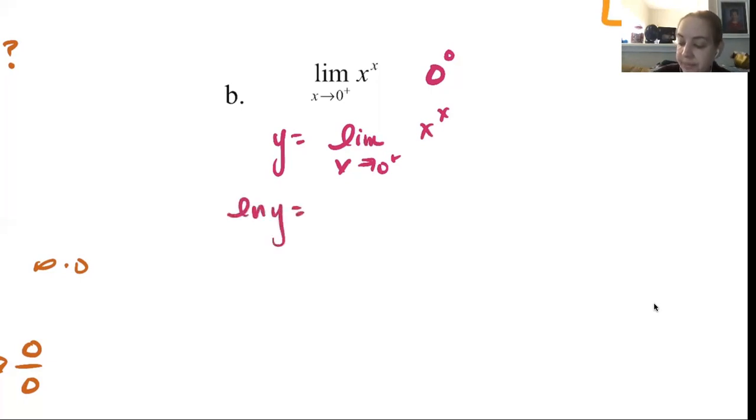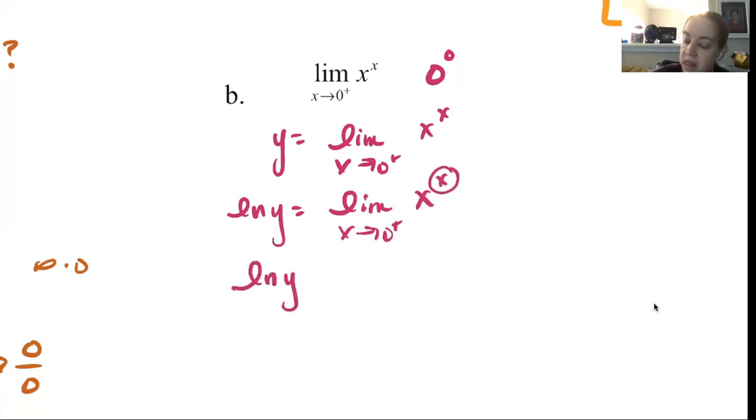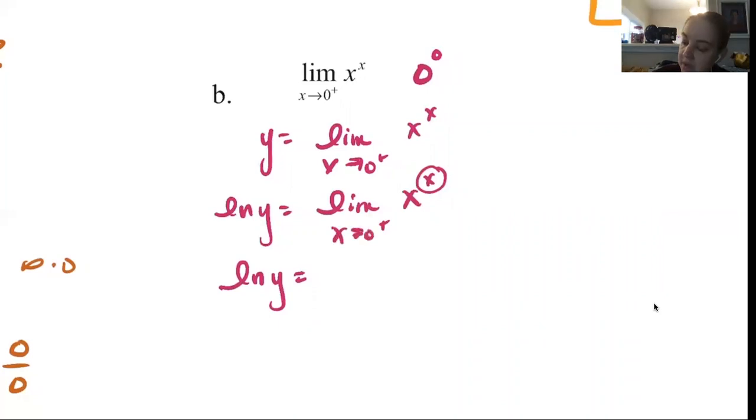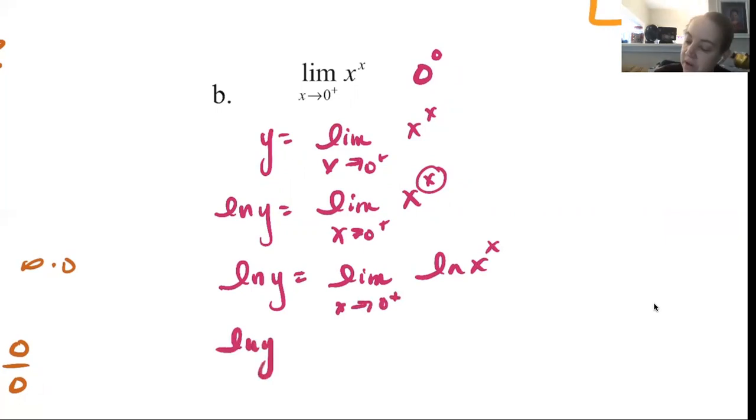So natural log of y is equal to the limit as x approaches 0 from the right, of x to the x. This x that's the exponent I'm going to bring to the front. Now I forgot the natural log piece, didn't I? On the right. Okay, so limit, natural log of x to the x. There we go. So natural log of y. Actually, the natural log should have been up here. Now I can bring that x to the front. So this is the limit as x approaches 0 from the right, x natural log of x.